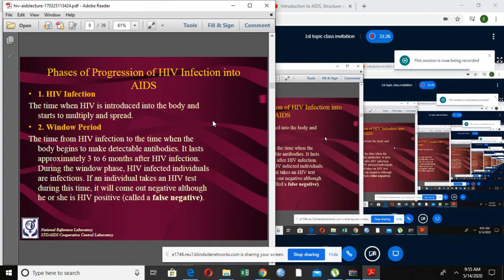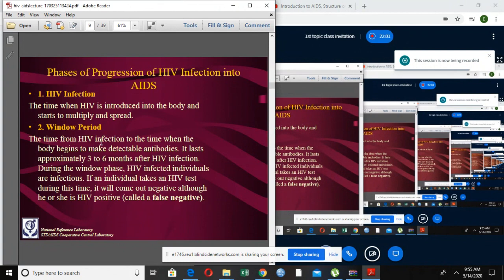Once the HIV is introduced into the body, remember it will be detected by macrophages. The macrophage will activate the T cells. Then the helper T cells will be blocked, or it will just infect the helper T cells, and then the body will not be able to know that it's a foreign matter. Then it will start to multiply in the cells and then spread all across the body organs as well as the whole body. Then we have the second phase, that is the window period.